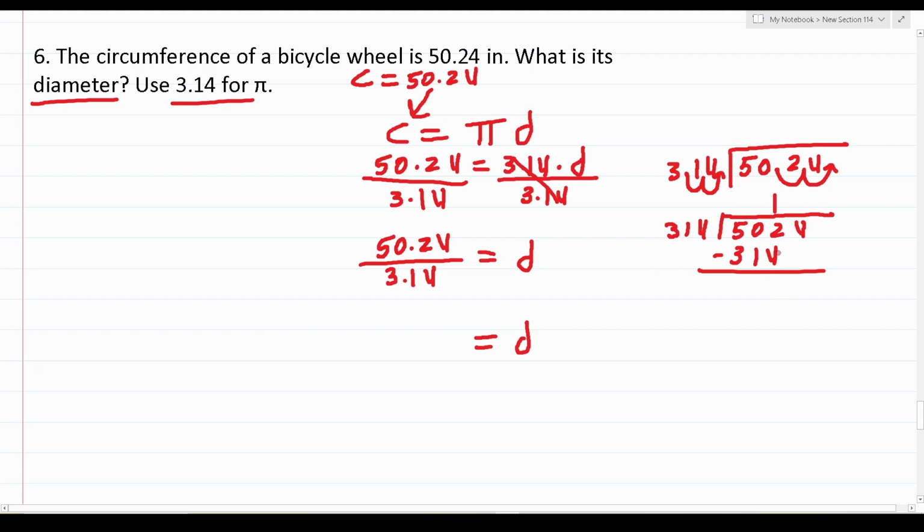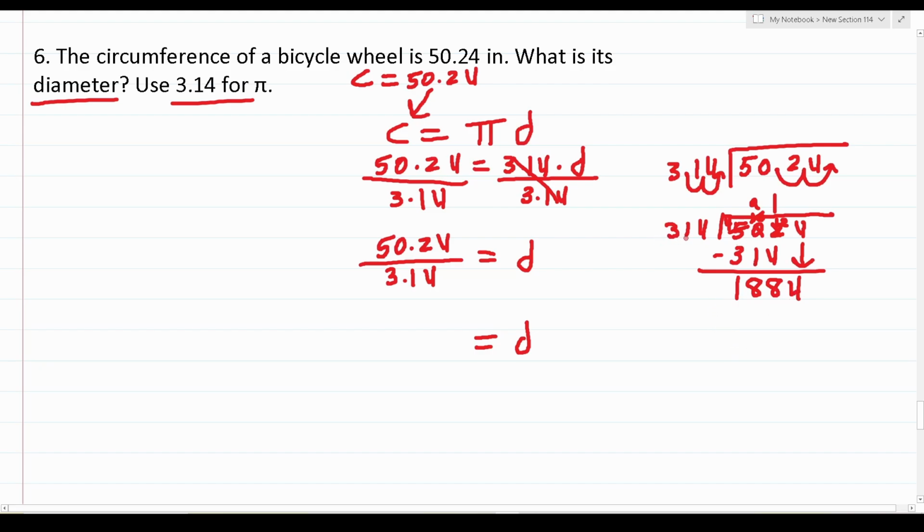2 minus 4 we can't do, so we're going to have to borrow. We have a 0 here, so we can't borrow there. We're going to have to borrow from this 5. This will become 4. This will become 10. We're going to borrow one more time. This will become 9, and this will become 12. 12 minus 4 is 8. 9 minus 1 is 8. And 4 minus 3 is 1. Now, of course, we got to drop down this 4. And the question is this.